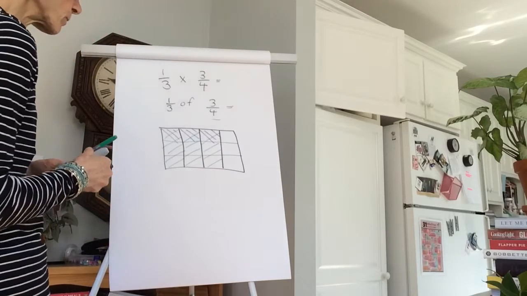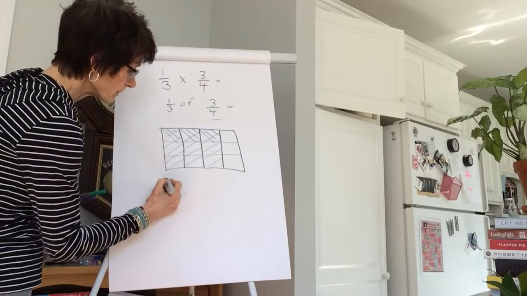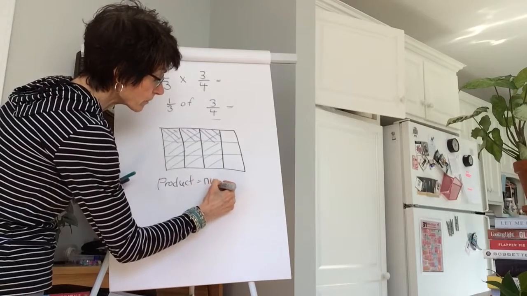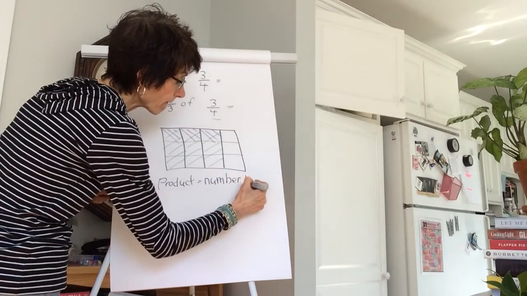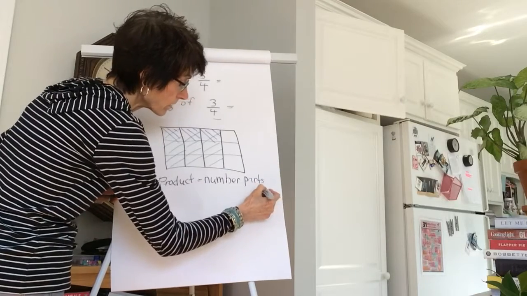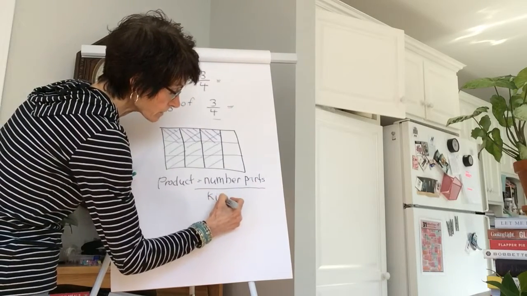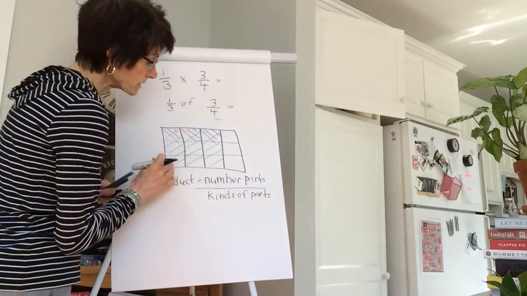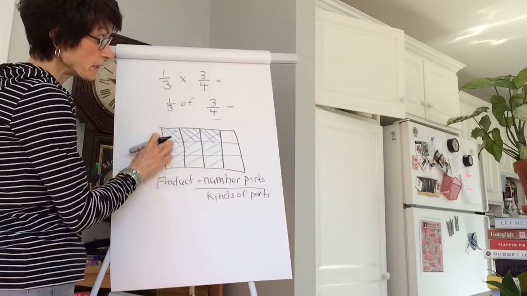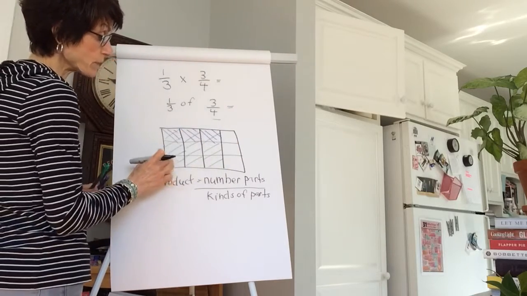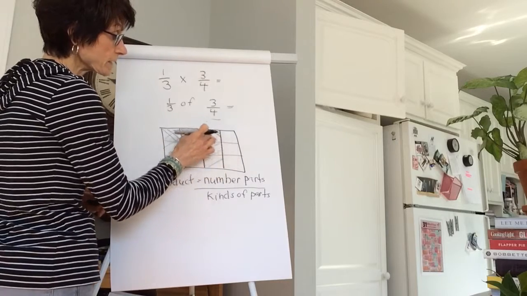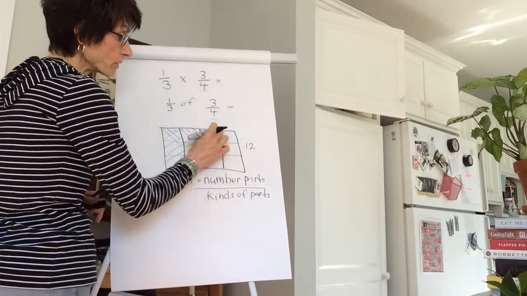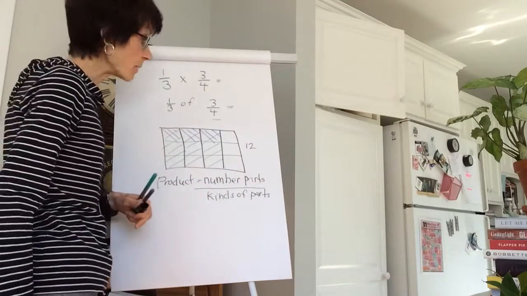So what our product will look like as a fraction equals our number of parts over the kinds of parts. And what do I mean by the kinds of parts? Well, now that we have partitioned it off into thirds and 3/4, we now have 1, 2, 3, 4, 5, 6, 1, 2, 3, 4, and then 3 this way. So we now have 12 parts, don't we? 12 equal parts. So that's what I mean. The kinds of parts are 12 now.